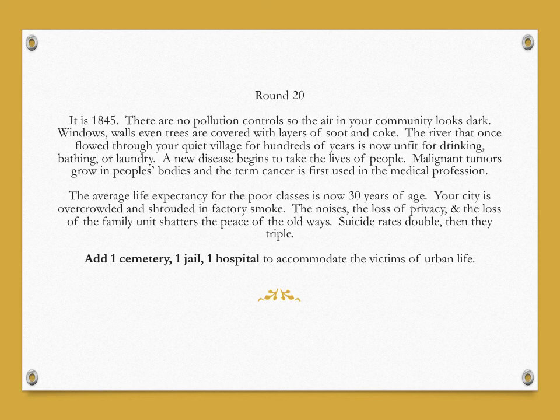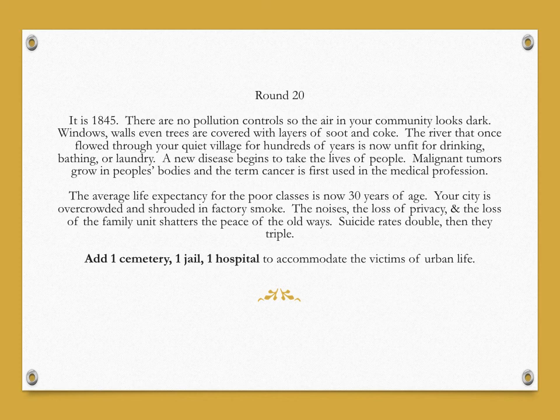A new disease begins to take the lives of people. Malignant tumors grow in people's bodies, and the term cancer is first used in the medical profession. Think of your demographic transition model and your epidemiological transition model. Right? People are living longer, so the things that used to kill them when they were young are now not killing them, and now we've discovered something called cancer. It can either be because people are living longer, or it could be because of the environment they live in. Likely a combination of both.